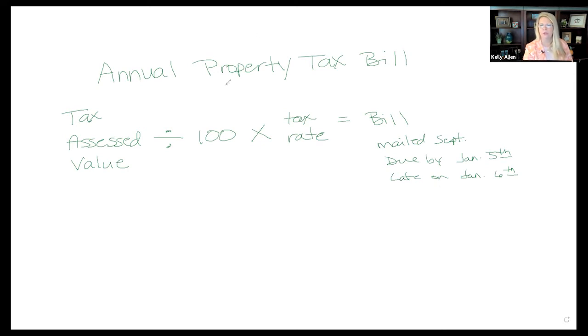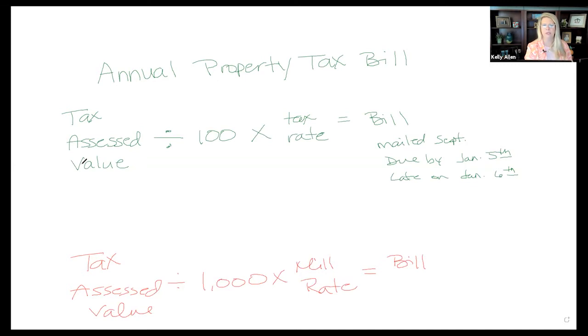Now, if you live somewhere where they're going to do a mill rate, same thing, except you're going to divide by 1,000. So for a mill rate, if you live in a state that follows that plan, you're going to have your tax assessed value divided by 1,000, because in those states, they're billed or taxed per $1,000 of value instead of per $100 of value. And you're going to multiply by whatever the mill rate is. And that will equal your bill.